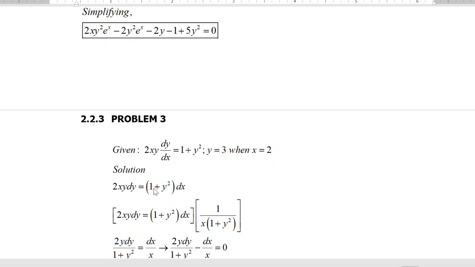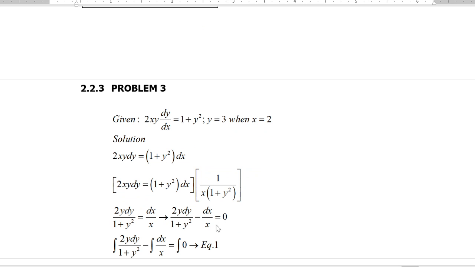Now, meron tayong equation na y, meron tayong equation na x. So, since ito si dx, dapat maiiwan si dx. Kailangan i-divide natin si dx. So, ang i-divide natin is 1 over y squared. So, yung equation multiplied by 1 over x times the quantity 1 plus y squared. Magiging, the 2xy dy, mawawala si x. So, 2y dy over 1 plus y squared is equal to dx over x kasi mawawala si 1 plus y squared.